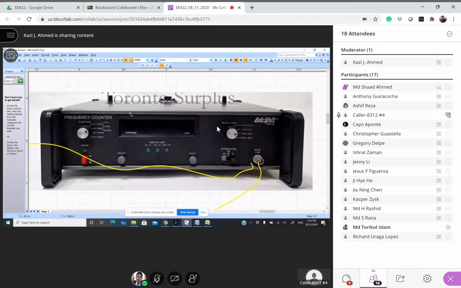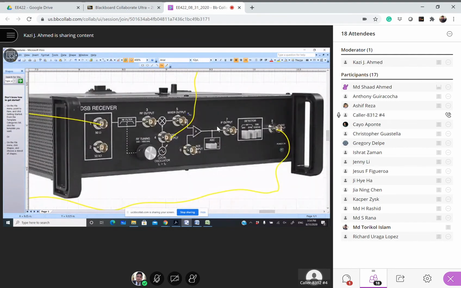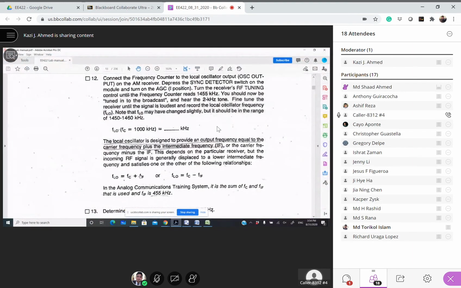By using the frequency counter. The frequency counter will display the frequency of the local oscillator, connected this way. Now you tune this to change the frequency. If it is not 1455, you can change it to 1455. When it is 1455, the relation holds: our IF is 455, our FC is 1000, and the local oscillator becomes 1455. Now the relation holds, right?